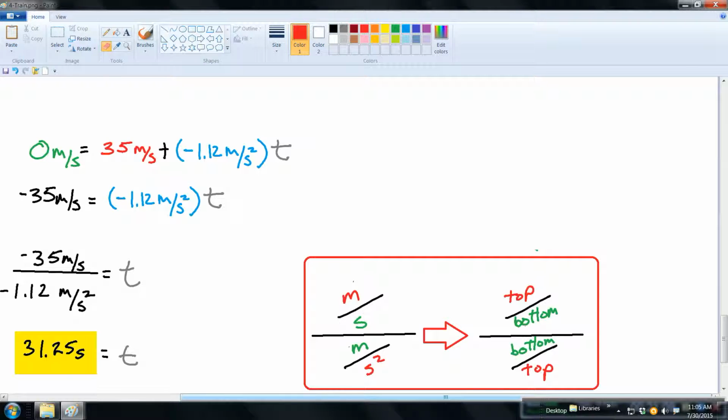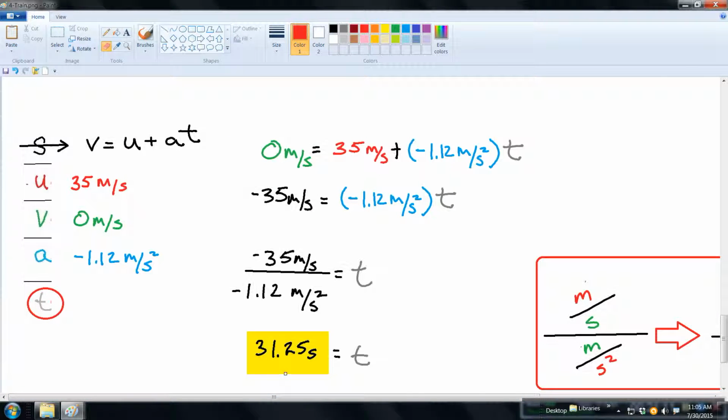And that is what we have here, 31.25 seconds. Notice our signs work out, the negative and the negative cancel out, and our time is positive, which it has to be. Okay, so that's that problem.